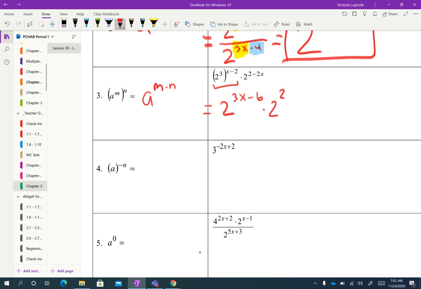And then 2 to the 2 minus 2x. You're now back to property number 1, which says you're going to go ahead and add up those exponents. So 3x minus 2x would, of course, give you x. Negative 6 plus 2 would give you a negative 4.